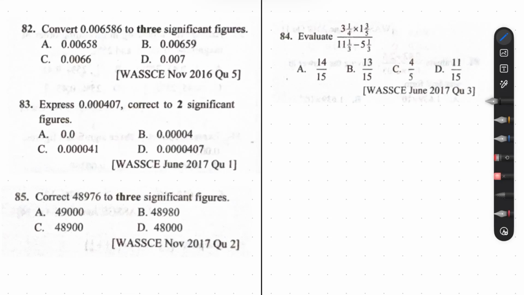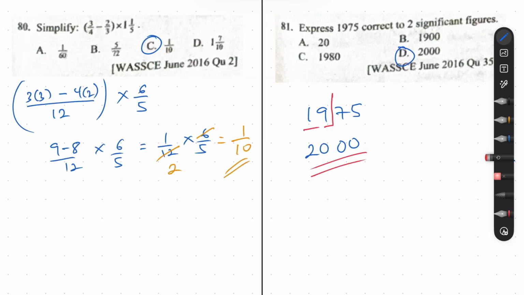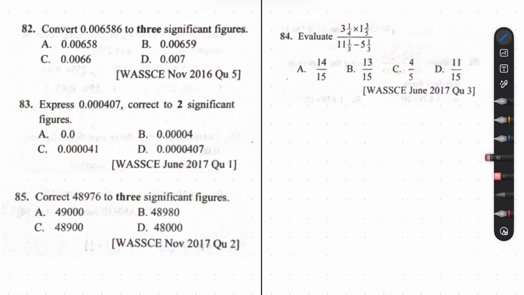Okay, welcome to the next session in this series. In the previous session, we ended on question number 81. So here we'll start with question number 82.